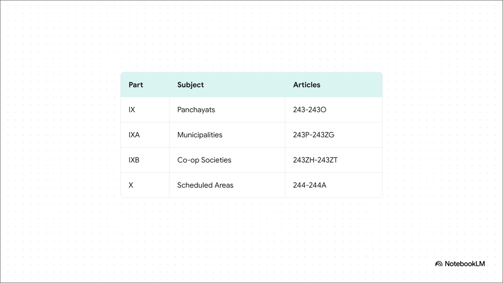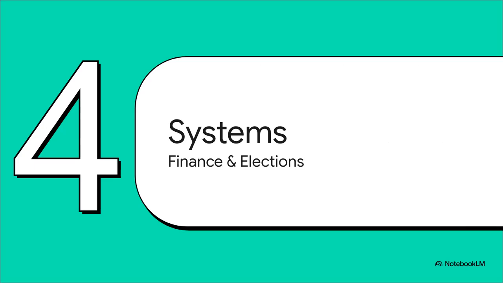And to make sure this blueprint literally reaches every single corner of the country, Part X, spanning Articles 244 and 244A, is dedicated to the special administration and control of scheduled and tribal areas. Next up is Cluster Number 4, Systems, Finance, and Elections, stretching from Parts 12 through 17.